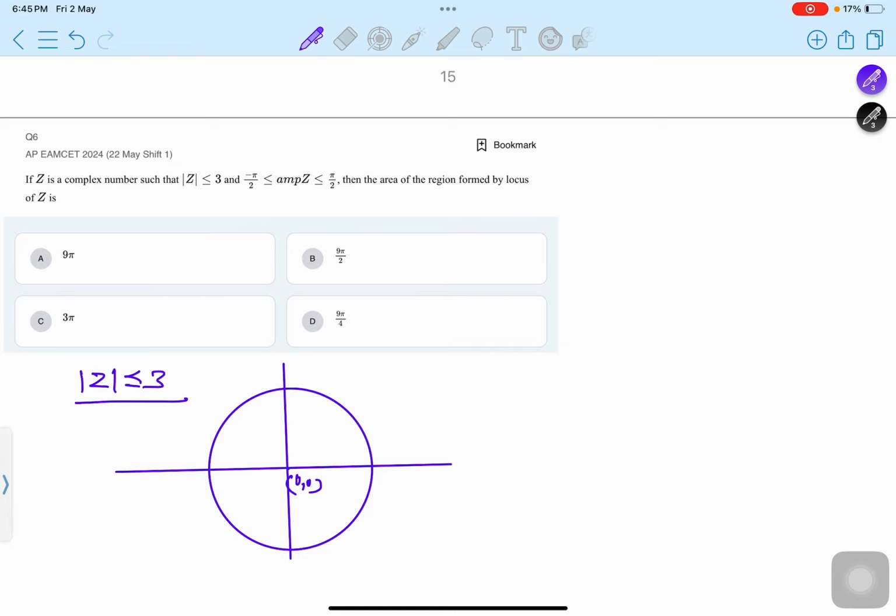Okay, then the second condition: how to find the locus of z, how to check this. So the argument of z is from minus pi by 2 to pi by 2. Minus pi by 2 to pi by 2 is the locus of z.